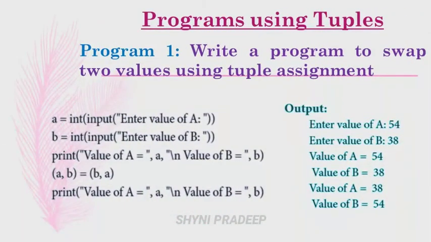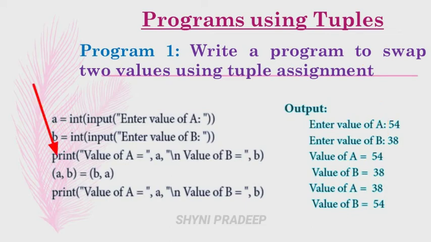And next let us see programs using tuples. Let us see program 1. Write a program to swap two values using tuple assignment. Here we are going to swap two values using tuple assignment. A is the variable, A is equal to int input enter the value of A and B is the variable, int input enter the value of B. You have to enter the values of the A and B variables. So you are entering value 54 for the A variable and 38 for the B variable.